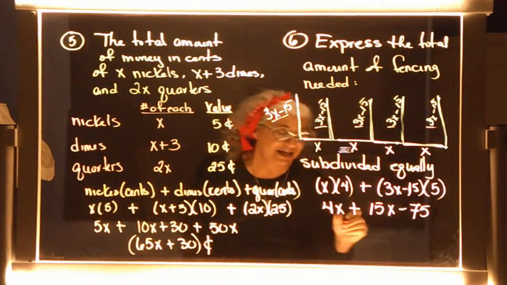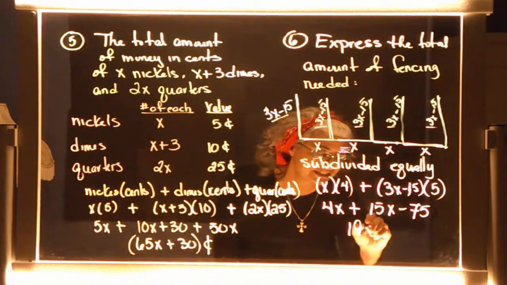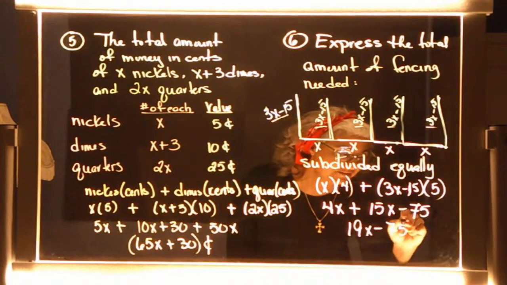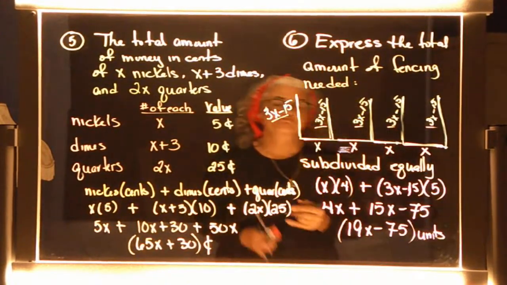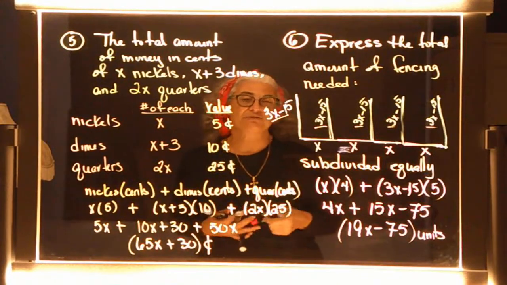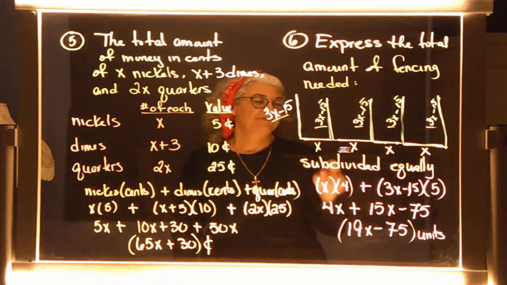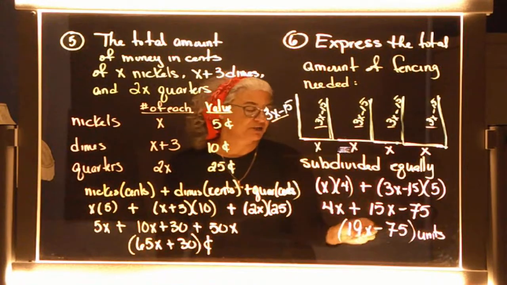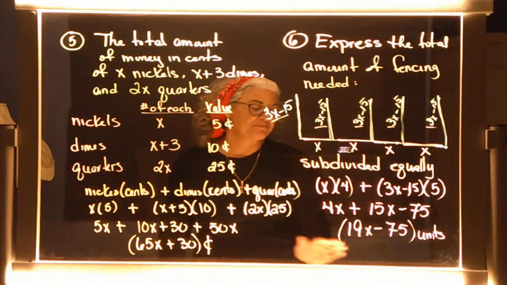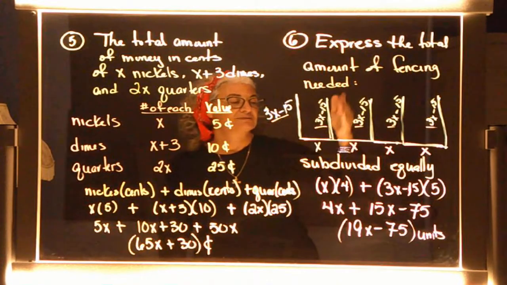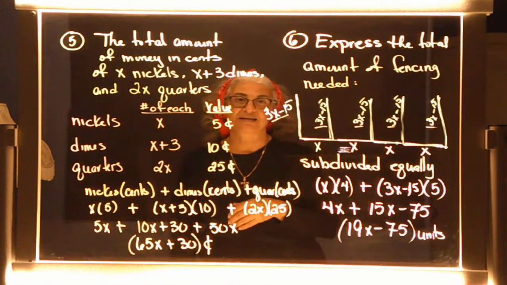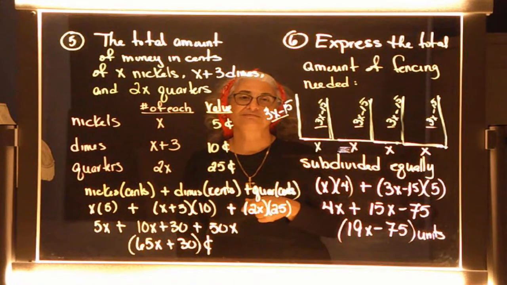And as always, add like terms. So we have 19x minus 75, and whatever units it is, feet, meters, whatever. If I knew this one dimension, I could plug it in and find out the amount of fencing that I would need in order to subdivide this land. Cool? Okay, hang in there.